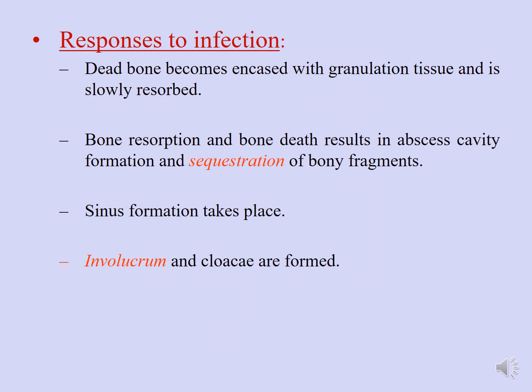In response to infection, dead bone becomes encased with granulation tissue and slowly starts to get resorbed. Bone resorption and bone death result in abscess cavity formation and sequestration of bone fragments. And sinus formation takes place, that means there are multiple draining sinuses, and there is also formation of involucrum and cloacae. So basically what is happening is, as avascular bone or dead bone is formed, the body's response to this chronic infection leads to the formation of granulation tissue around it.